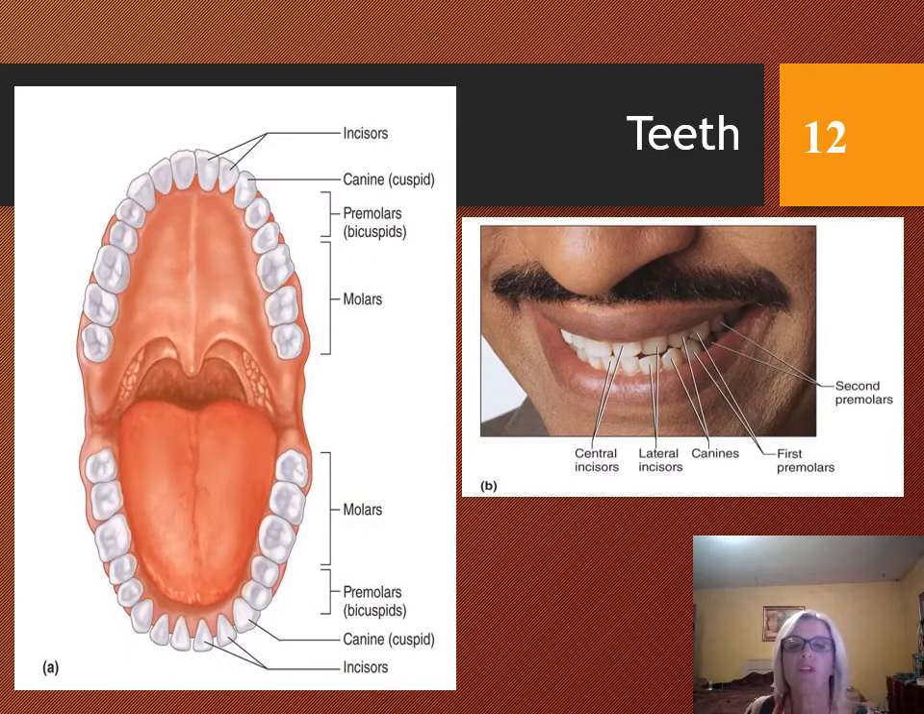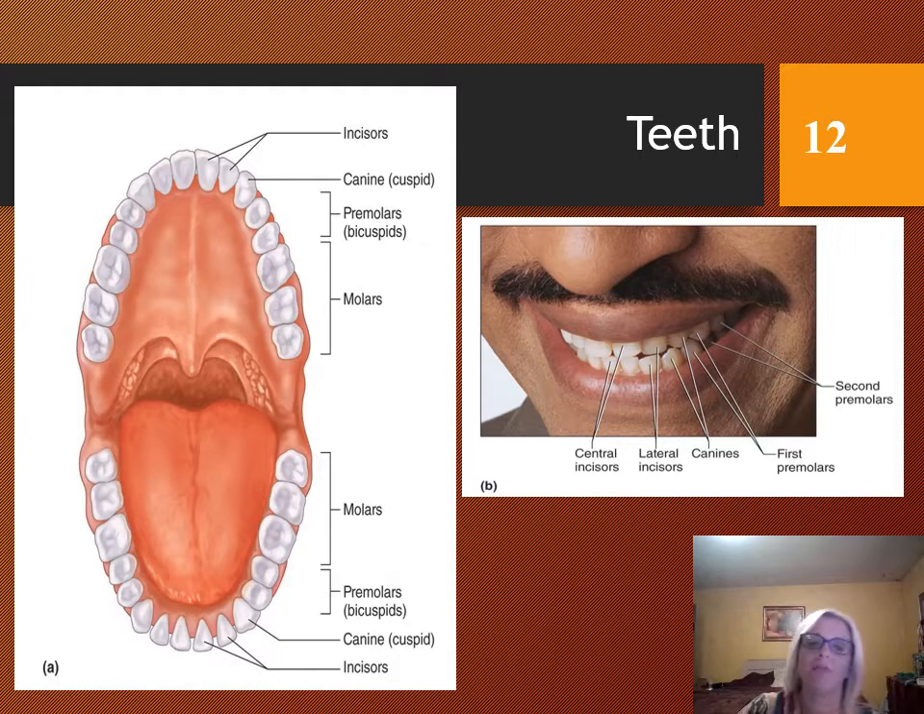So we have different types of teeth that have different functions. We have incisors, and these are best adapted for biting off chunks of food. Then we have our canines, which grasp and tear the food. And then we have our premolars and molars, which help to grind the food. All right, and you can see those over in the picture.